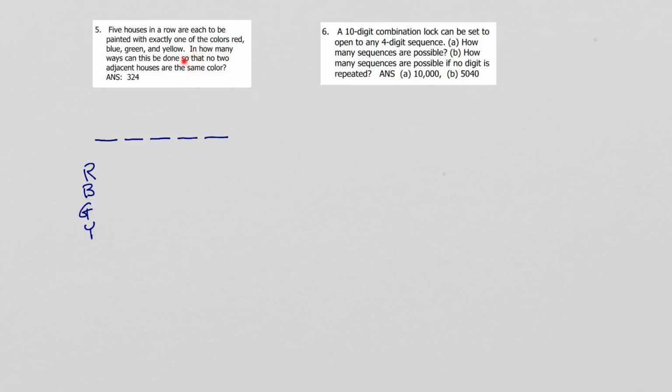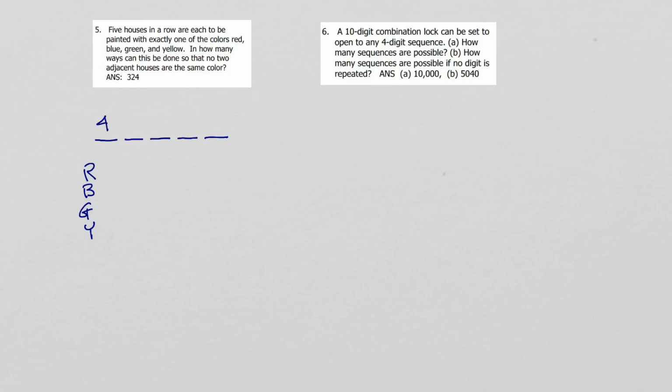What else here? Okay, so in how many ways can we do this so that no 2 adjacent houses are the same color? Now, adjacent houses are one right next to each other. These 2 are adjacent, these 2 are adjacent, these 2 are not. So let's see how we can start this. Let's maybe look at this leftmost house. Now, we can choose any one of these colors. That makes sense. Any one of these 4 colors is going to work for that first house.